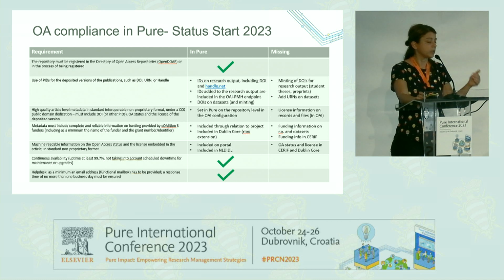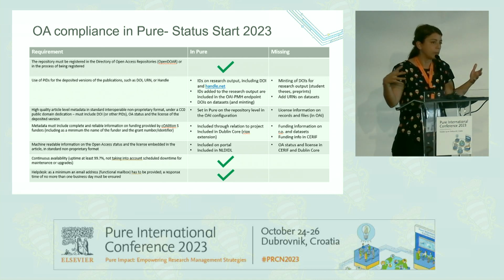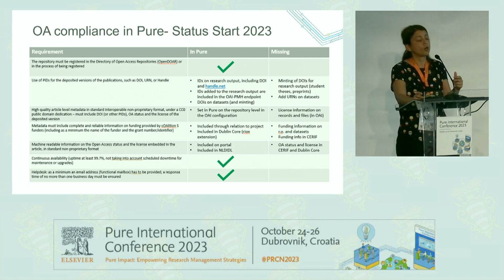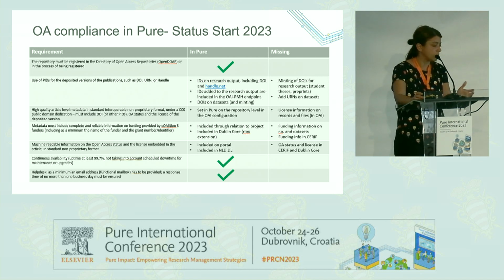So we started the year saying, okay, we want to look at what is missing and go through it. The main things came from feedback, also from you, and from looking around at different institutions and different countries. What we saw is that we did not yet have in Pure the minting of DOIs for research outputs, such as student theses and preprints.